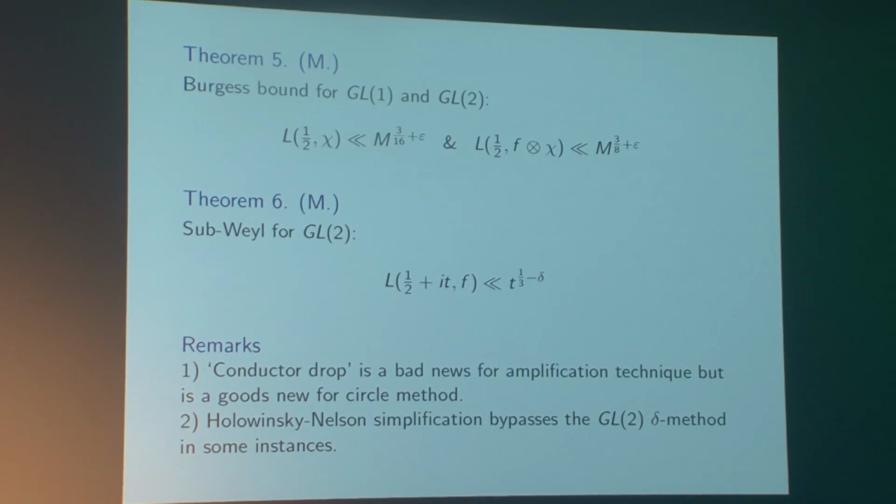And I also mentioned that there is a recent work of Olowensky and Paul Nelson where they simplify this GL2 delta method in such a way that in some instances you really don't need to go back to the Petersson formula. So it's kind of a short circuit which skips the first few steps.